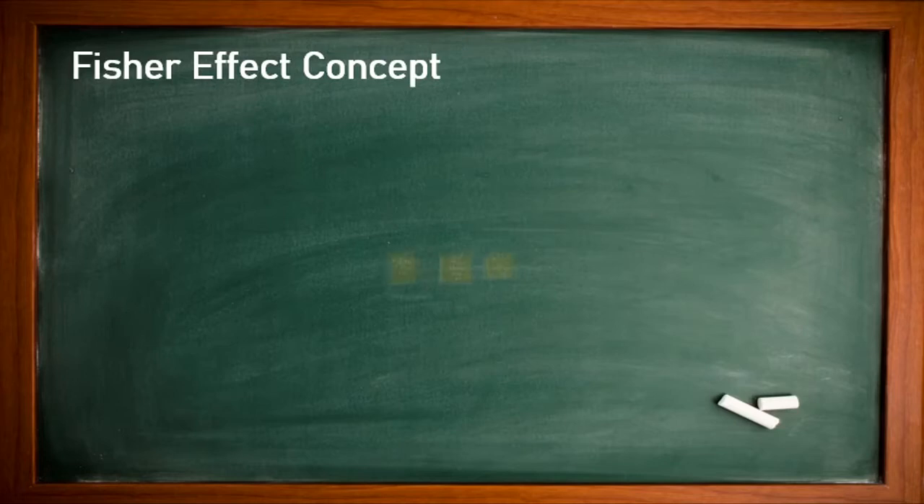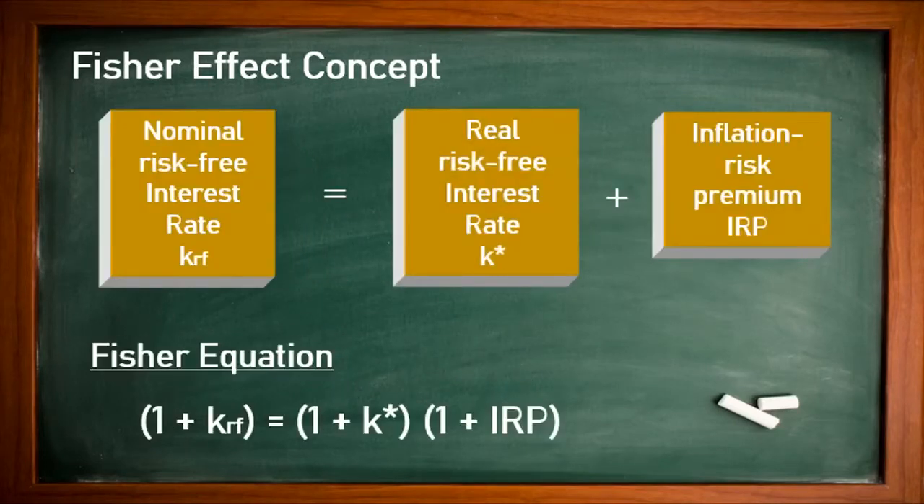Fisher effect concept. As per Fisher, the nominal risk-free interest rate, denoted KRF, where K represents cost of capital and RF the risk-free rate, is equal to the real risk-free interest rate plus an inflation risk premium. The Fisher equation we can describe like this: 1 plus KRF is equal to 1 plus K multiplied by 1 plus IRP, where IRP is the inflation risk premium or inflation rate.